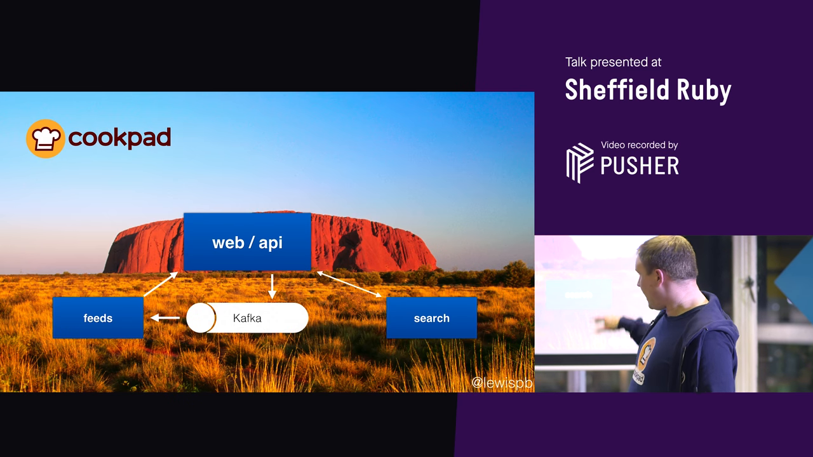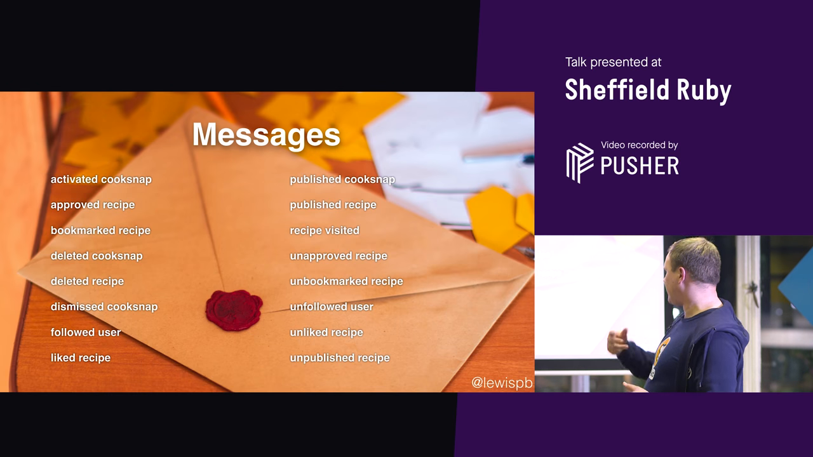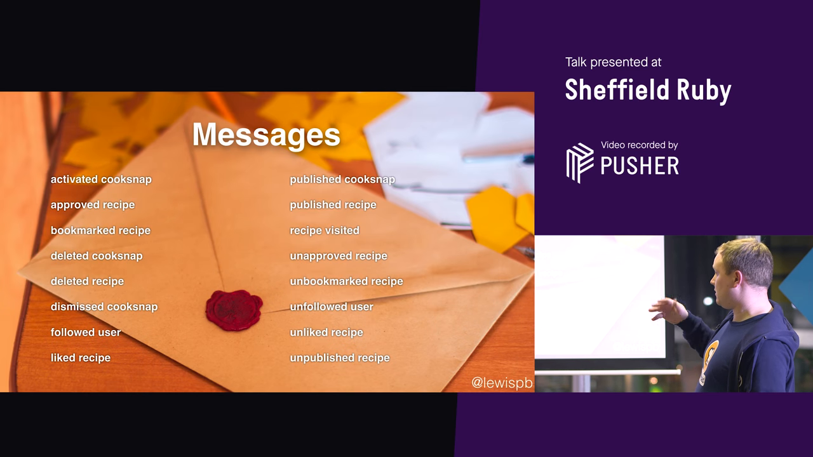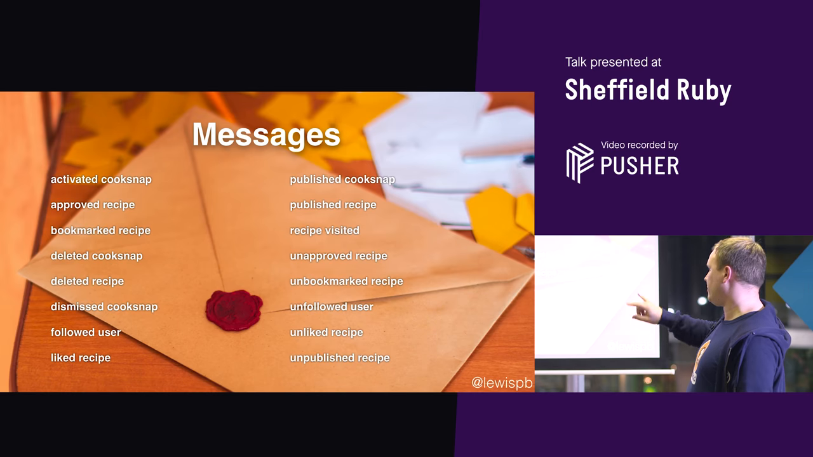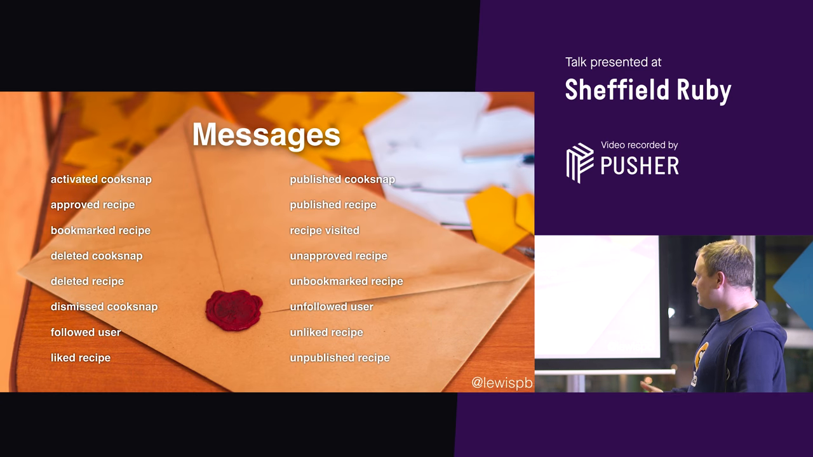So once we'd figured out this is what we wanted to try, we had to break it down. Actually, I said liked recipe there. There's a ton of different messages that we need to send. In our context, we have some moderation, so things can be approved or unapproved, bookmarked or unbookmarked, deleted, and so on. So we came up with this list of events.